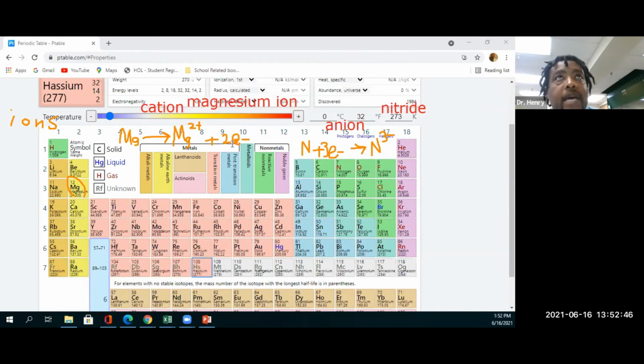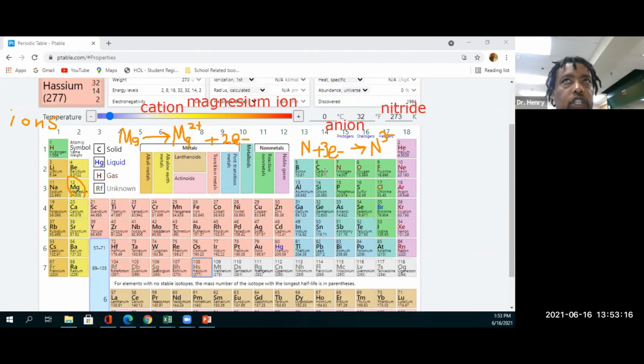Okay, metals, most of the time, the majority of the time, are going to form positive ions if they form ions. So magnesium is always going to be positive. Okay, non-metals, most of the time are going to be negative. Now, there can be some exceptions.